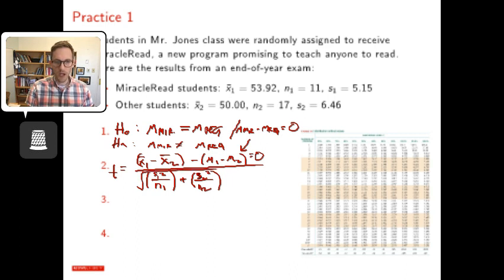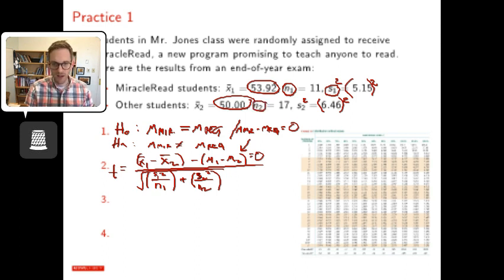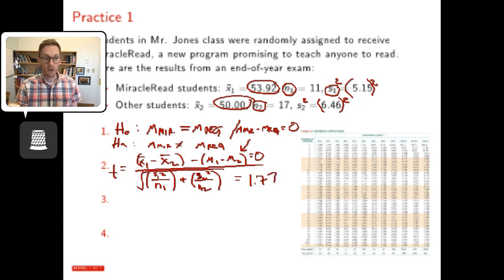So if you plug in each one of these numbers to where they need to go, 53.92 minus 50 over, here's N sub 1, S sub 1, 5.15 squared would be S sub 1 squared, S sub 2 squared would be 6.46 squared. We're plugging in those numbers, and then you have N sub 1 and N sub 2. And if you do all that calculation, I get 1.77 as my t-value.